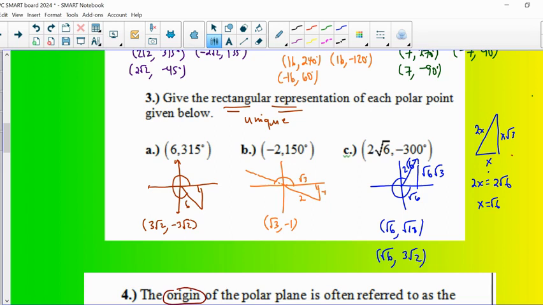Okay, so hopefully that makes sense. Again, just getting the idea of representing a point using its radius and theta as opposed to x and y. And then in the next video, you'll see how to convert an entire equation as opposed to just a point at a time.